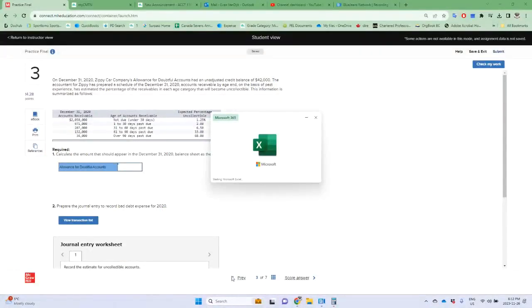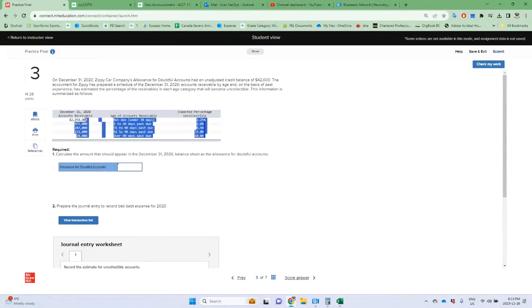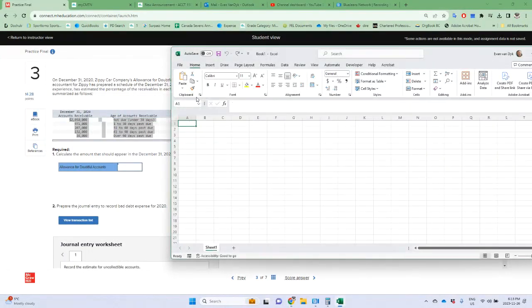Okay, I'm going to continue along here. So we're at question 3, and this is going to be an accounts receivable. What we need to do is build a chart. Fortunately, I have my Excel spreadsheet. I'm going to share my screen. I don't believe you can see my Excel. Basically, what I'm going to do is take these numbers and put them into a chart.